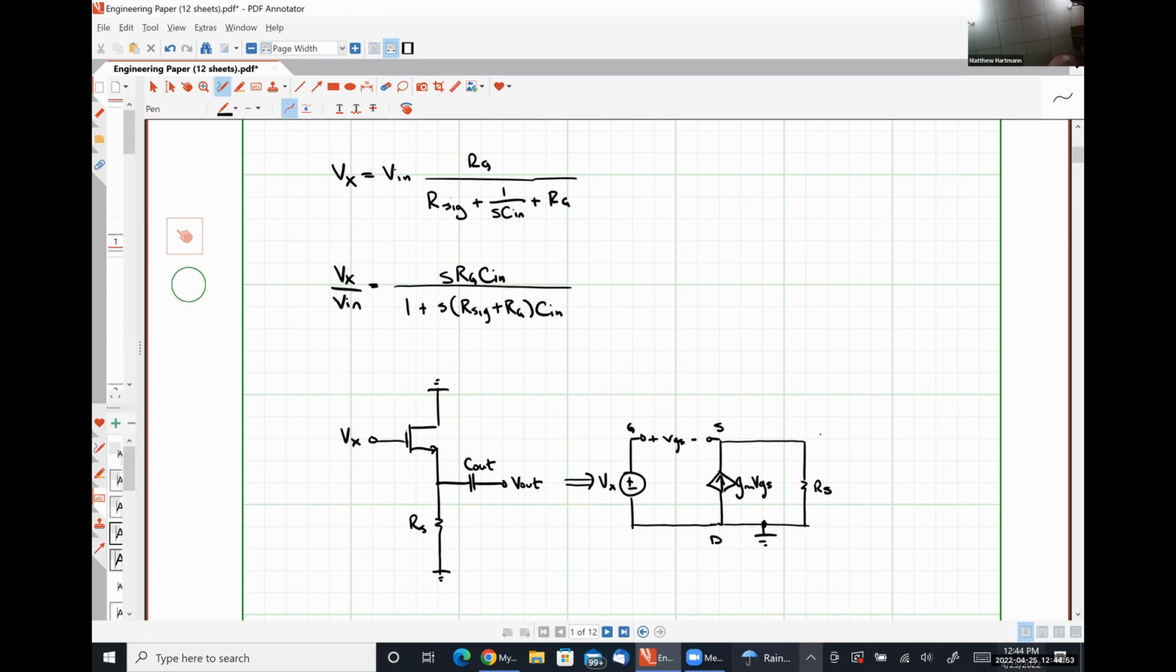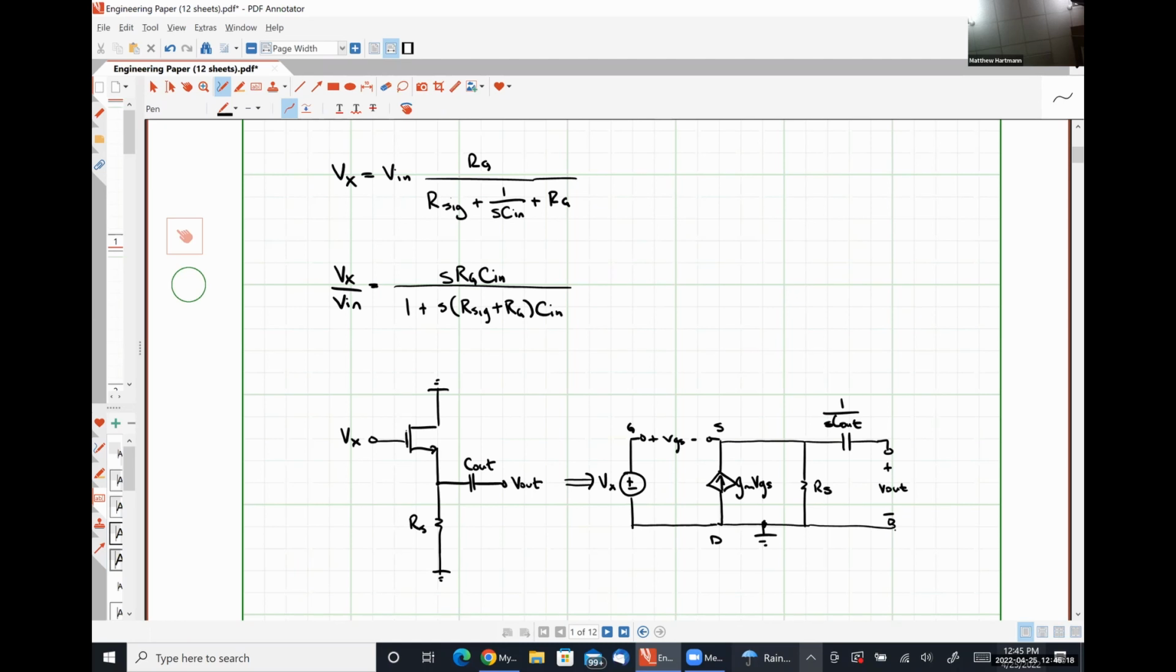And then lastly, I have my capacitor C out. And actually, let's call it by the impedance 1 over SC out. And then here I have my output voltage.